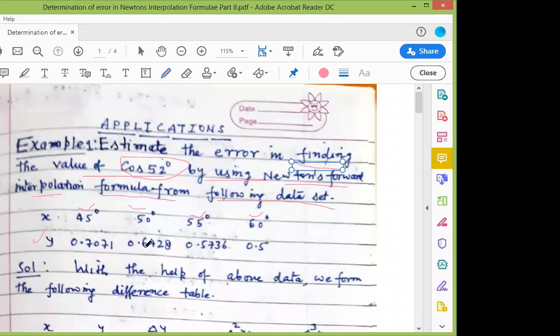So here, with the help of the above data, we form the following difference table. Where is 52? There is an equal difference. The 51 is here, 52 is here, 53 is here, 54 is here, and then 55 is here. So 51 is here, this is 52. We will just look here.